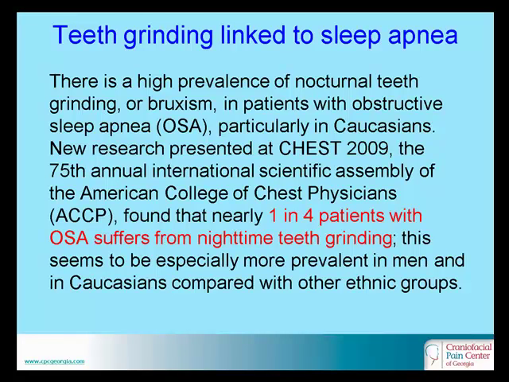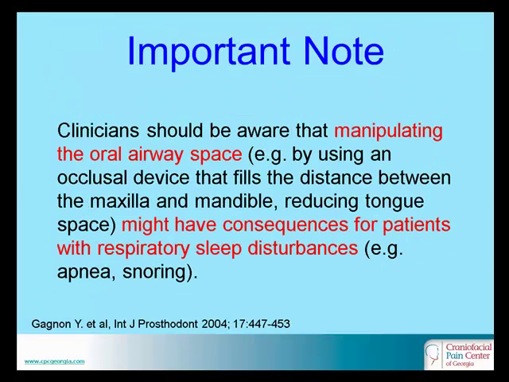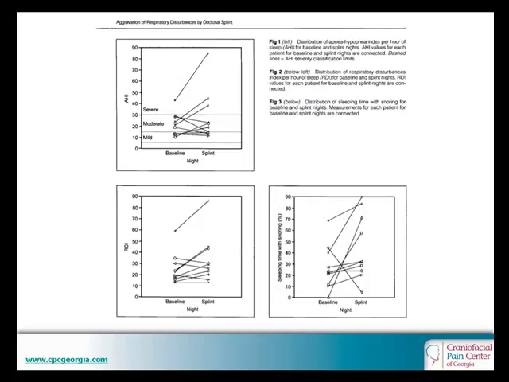That being said, there was a paper published showing that if you manipulate the airway by putting in a night guard, it may affect respiratory events. It may affect respiration. In other words, if a person already has an apneic episode but has never been identified, or is a snorer, and you stick them with a mouth guard to help them for teeth grinding, you could actually make the condition worse. And the next slide describes this pretty well.